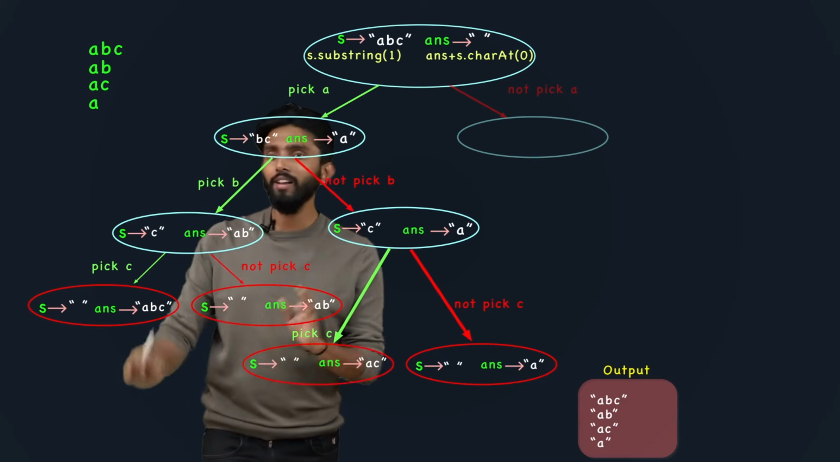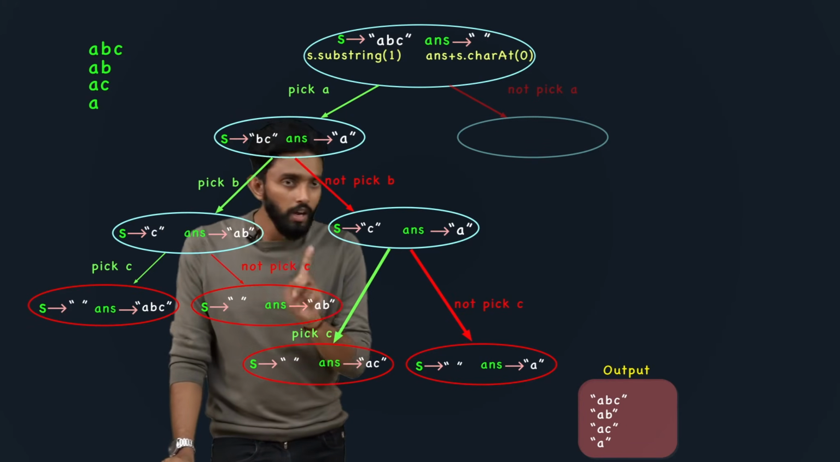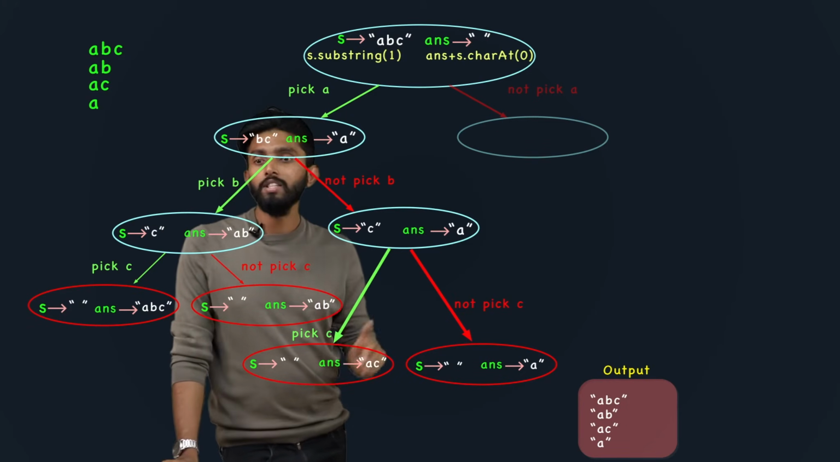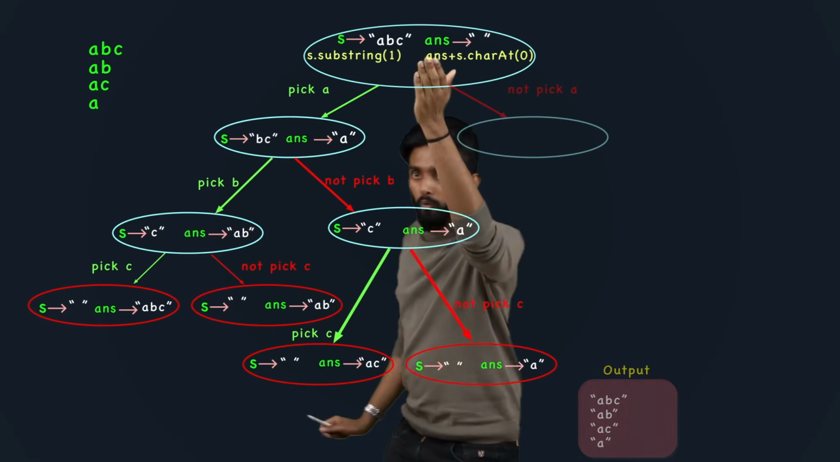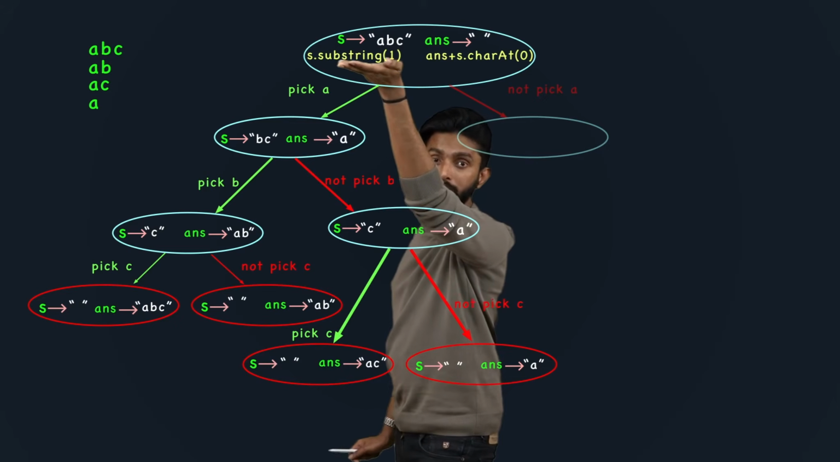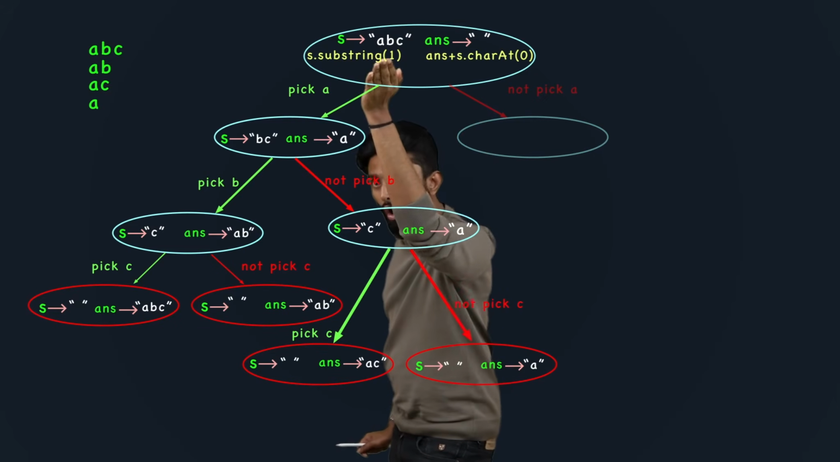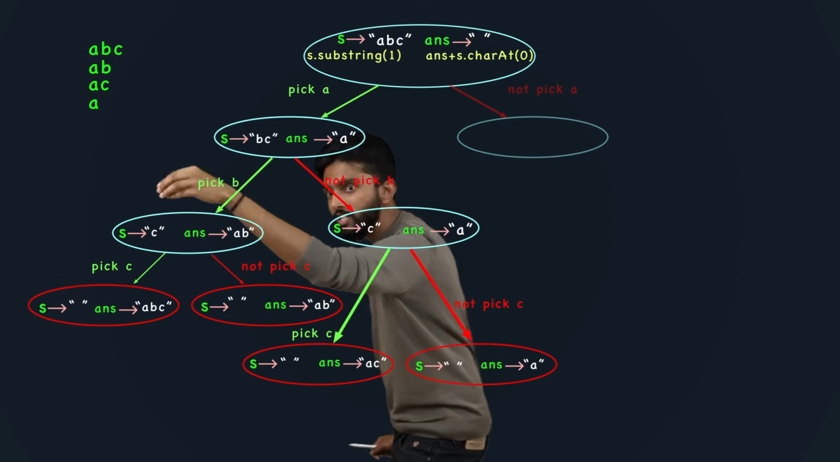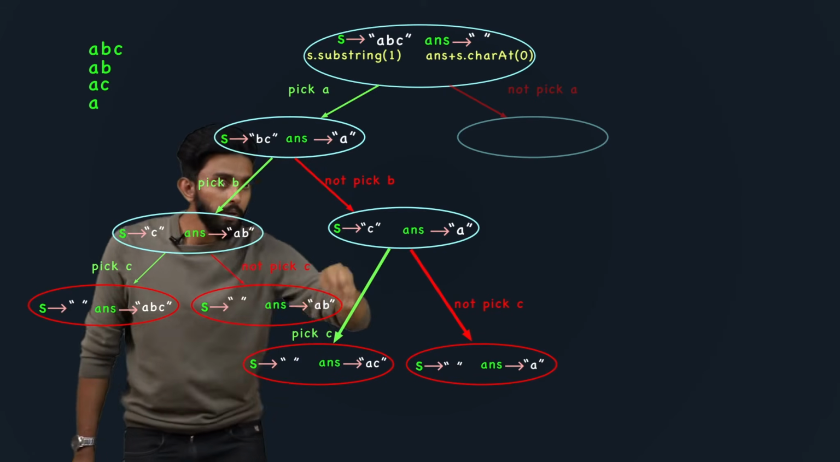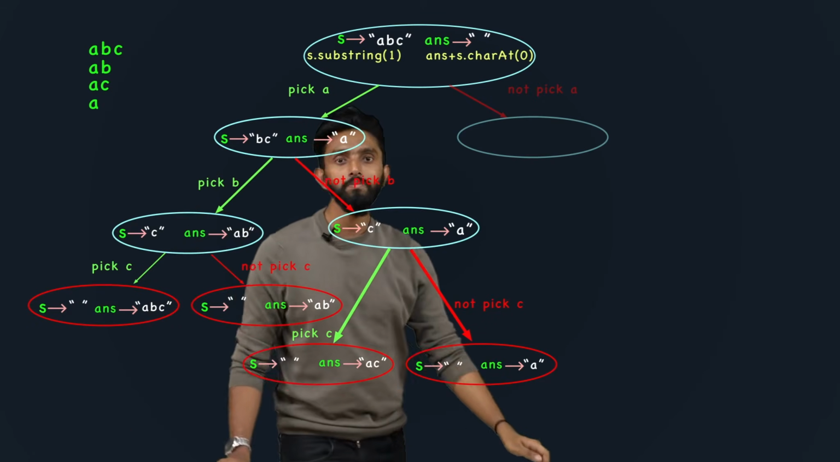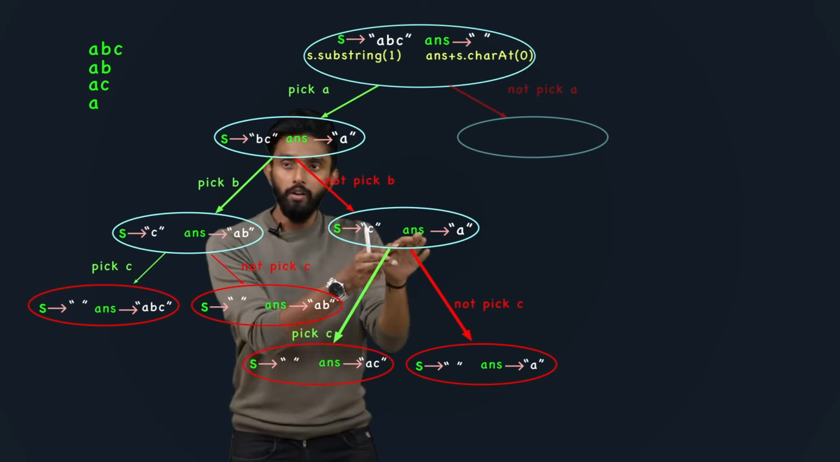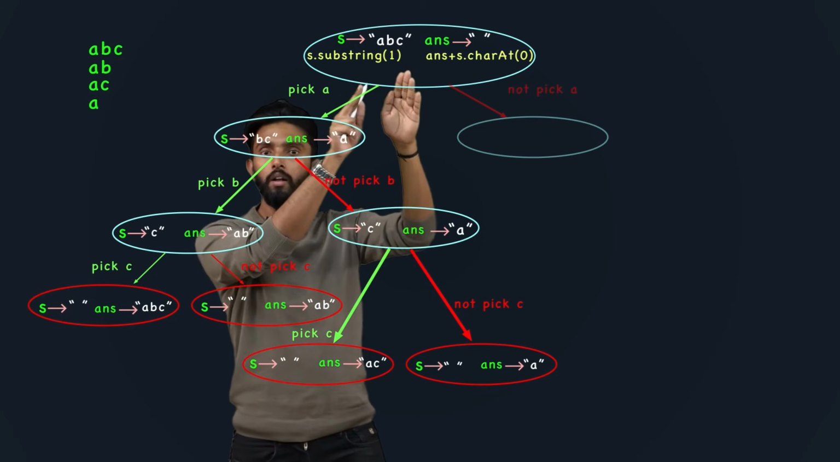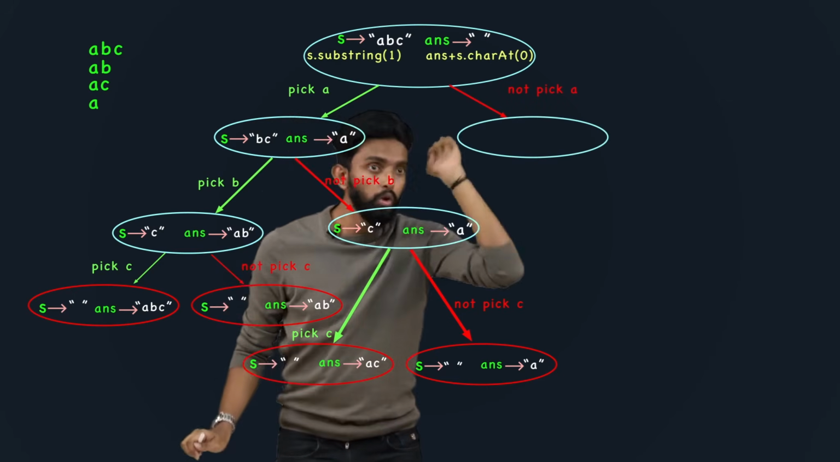You see, correctly it worked. I got ABC. I got AB. I got AC. I got A. Would you agree? For my string ABC, you have found all the subsequences where A has been picked. Beautifully it works. Great. Done. Return, return, return. Now pick A is over. Come to not pick A.